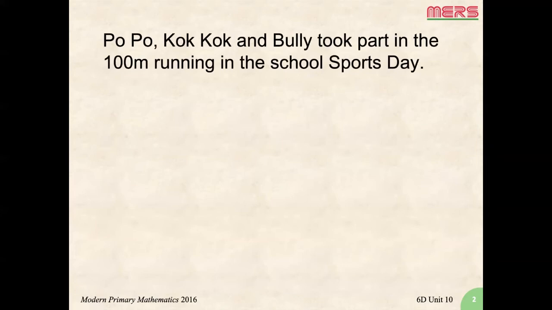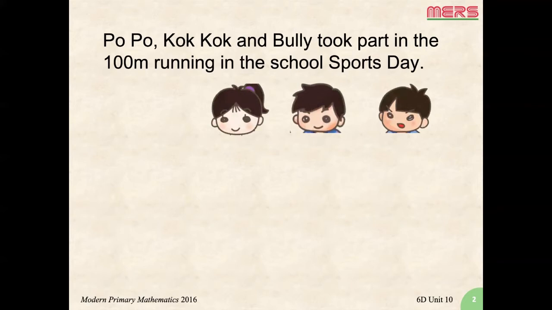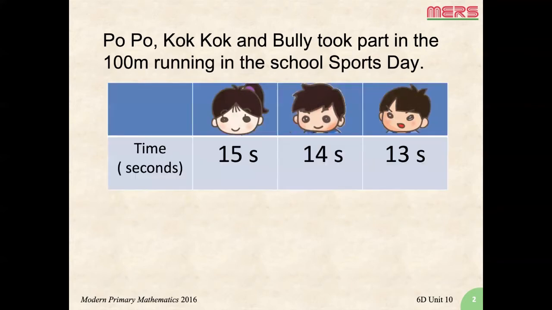Now, a problem. Popo, Coco, and Bully took part in the 100-meter race running on the school's sports day. Here were the results. Popo finished the race in 15 seconds, Coco in 14 seconds, and Bully in 13 seconds. So who won the race?